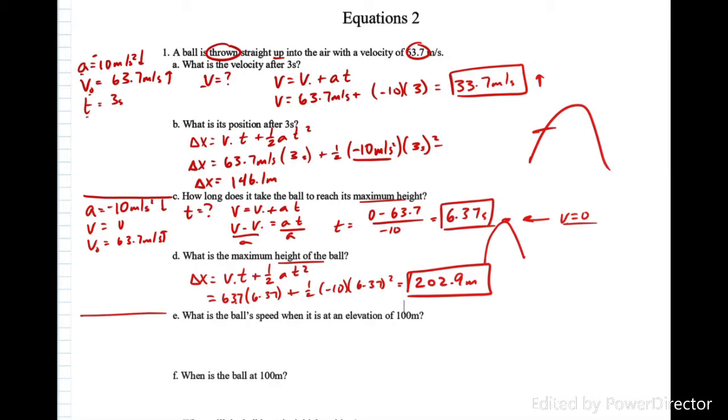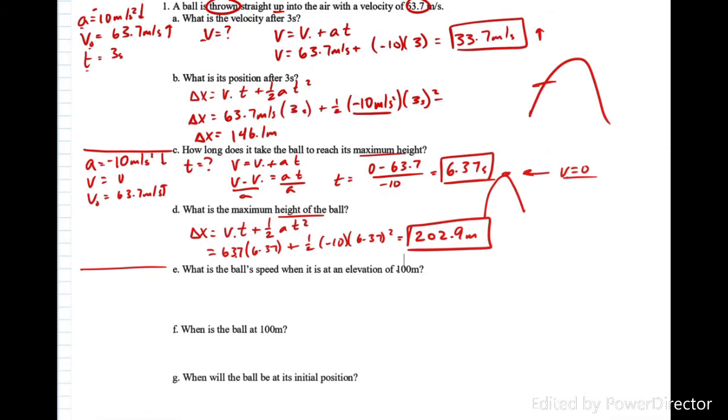What's the ball's speed when it's at an elevation of 100 meters? This is yet again a different place. Still know that this is a free fall problem. 10 meters per second squared down. I still know that the initial velocity is 63.7 meters per second up. Because of that up, and because acceleration is down, I'm going to make it negative. And now my displacement is 100 meters.